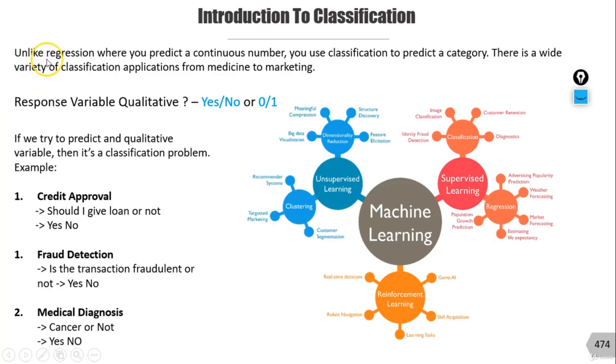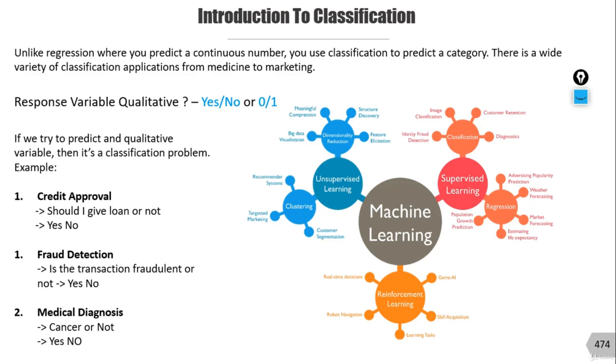As I explained, unlike regression where you predict a continuous number, you use classification to predict a category. There is a wide variety of classification applications from medicine to marketing, and all the time your response variable would be qualitative. The response variable is nothing but your dependent variable, which can be yes or no, or 0 or 1.